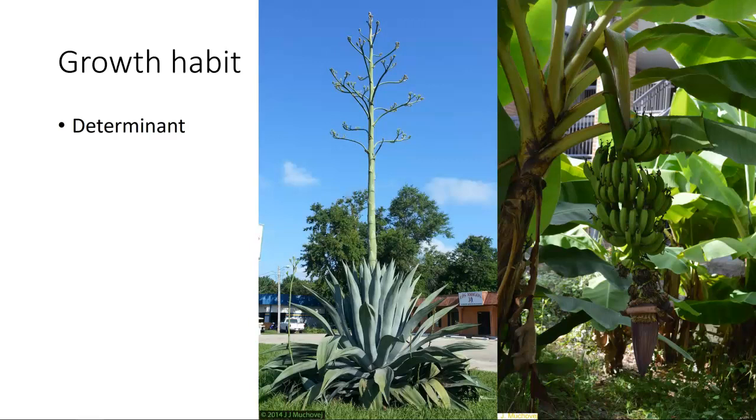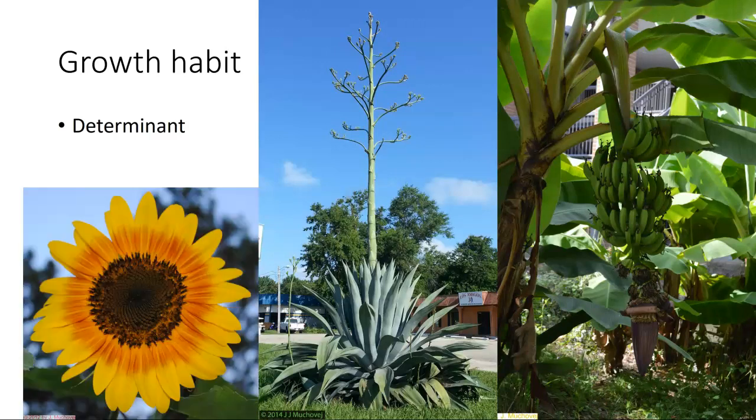This has determinate growth. This is a sunflower, and if you've ever seen a sunflower, the sunflower is at the top of the plant. Sunflowers are determinate plants where you plant the seed, it grows up, it produces the sunflower, it's dead. So, determinate growth. It's got a lifespan that is determined by the floral meristem.